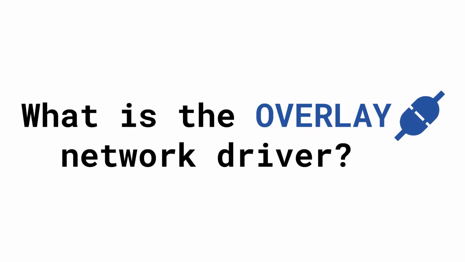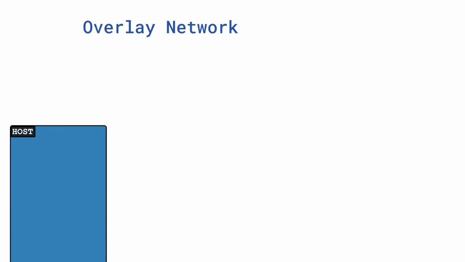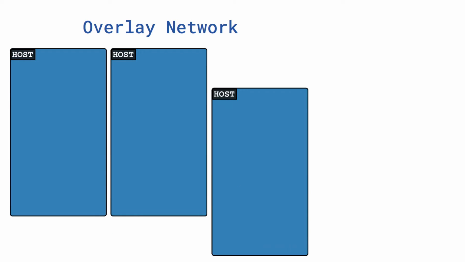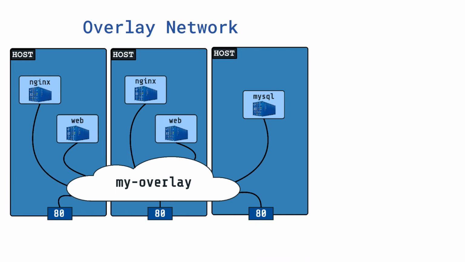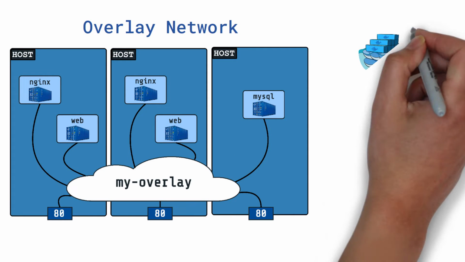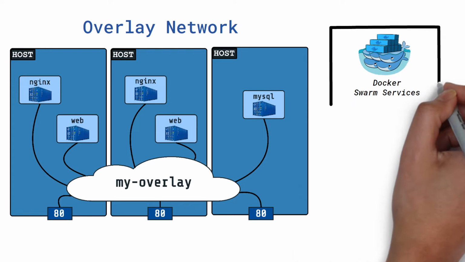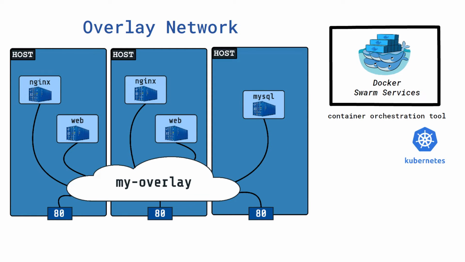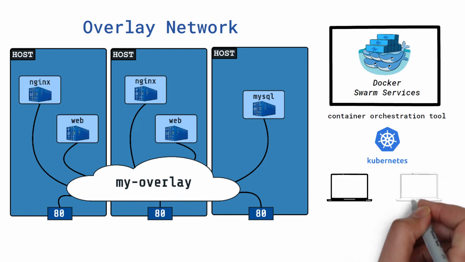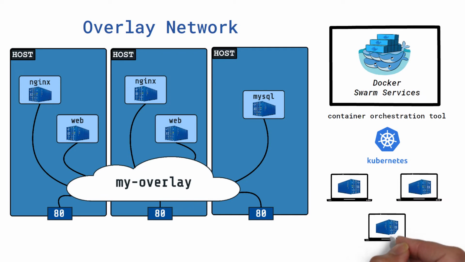So, what is the overlay network driver? The overlay network driver creates a distributed network that can span multiple Docker hosts. Overlay networks were designed to be used with Docker Swarm services. Docker Swarm is a container orchestration tool, like Kubernetes, that allows us to manage multiple containers on multiple hosts.